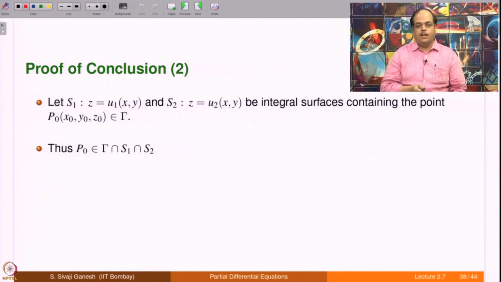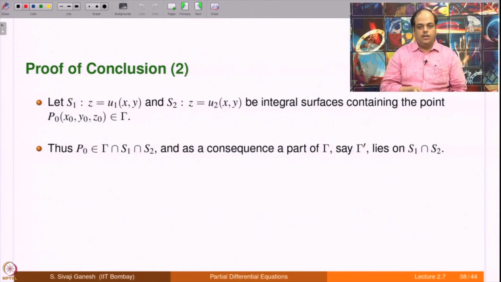Now, P0 is there on gamma, it is there in S1 as well as S2, and as a consequence P0 is there on S1. Therefore, a part of what is S1? It is an integral surface. Therefore, a part of gamma will be there on S1 intersection S2. It will be there on S1, another part will be in S2. There will be a common portion which will be there on both S1 and S2.